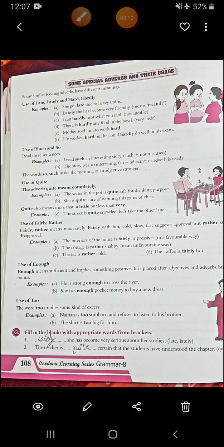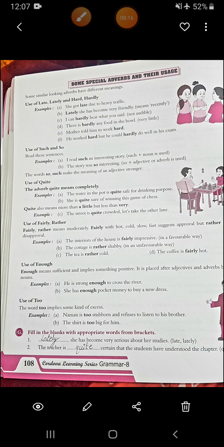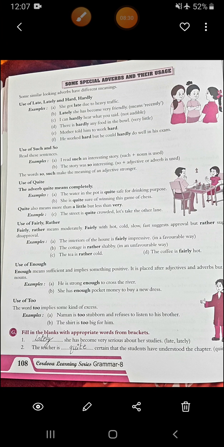Okay, then use of such and so. I read such an interesting story. Such plus noun is used here, you can see. Then, the story was so interesting. So plus adjective or adverb is used. See, the words so and such make the meaning of an adjective stronger. Alright. Then use of quite.